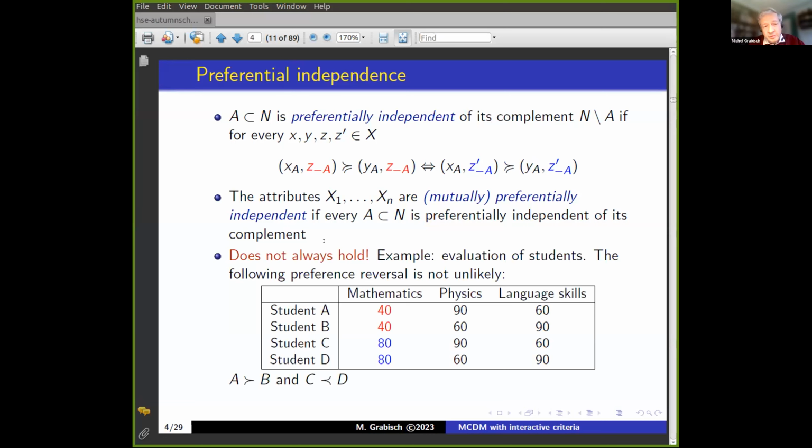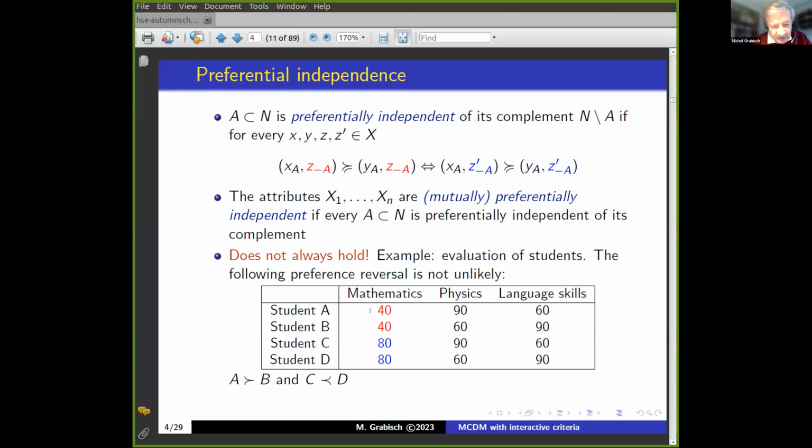So, for example, let us take this very simple example of evaluation of students. So suppose you have to evaluate students with respect to three topics, which are mathematics, physics, and language skills. Okay. Suppose you have 4 students, A, B, C, D. Let us examine students A and B.